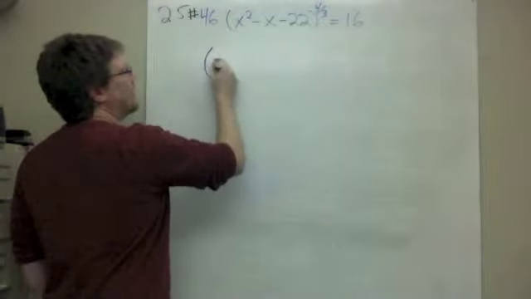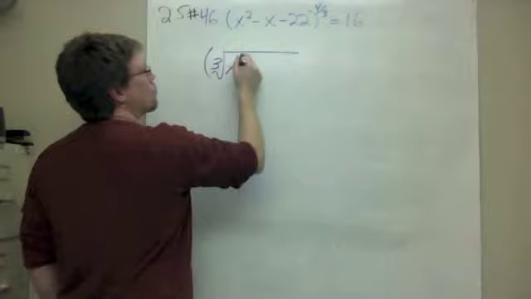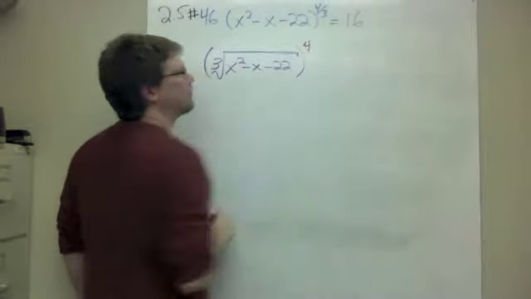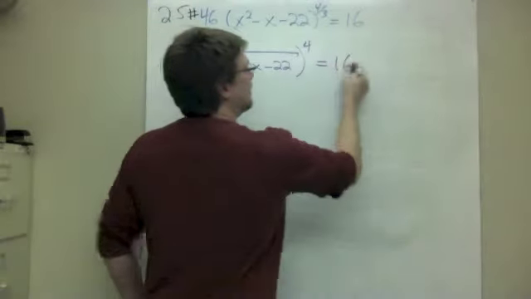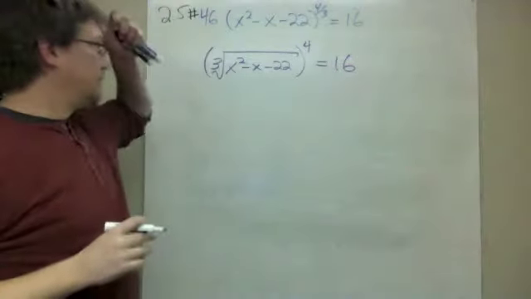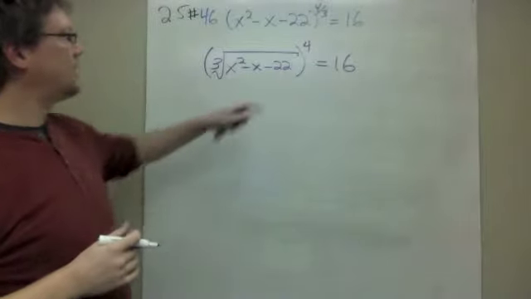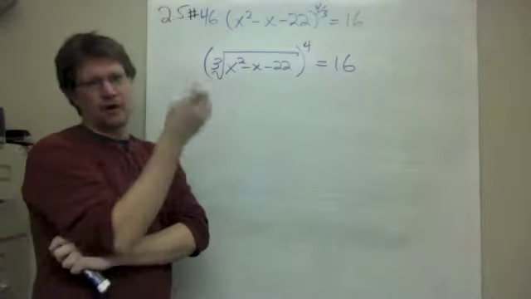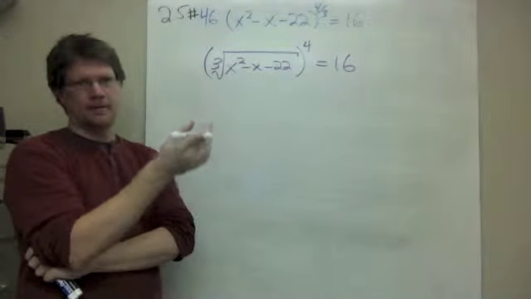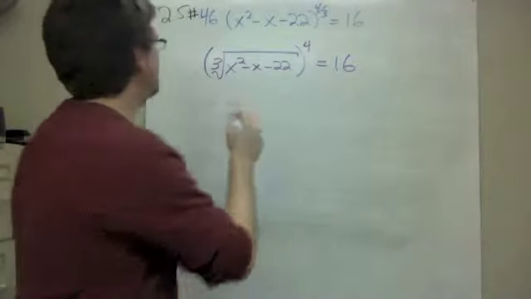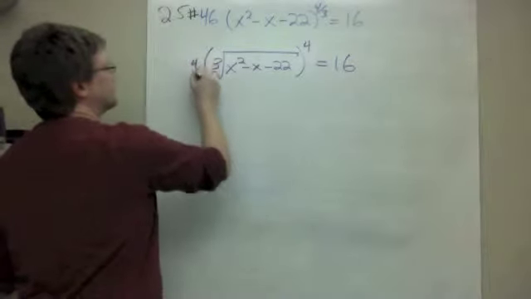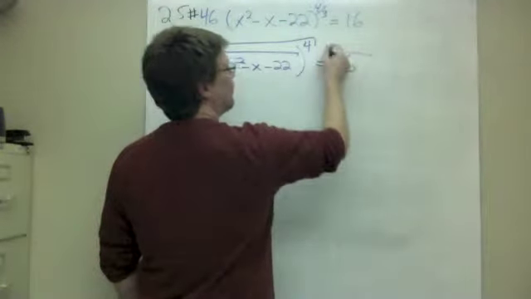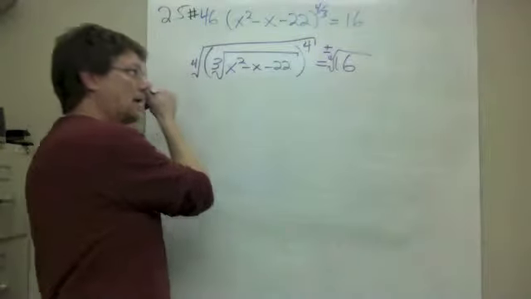Okay, so let's write it as the cube root of x squared minus x minus 22 to the fourth power. Now it's a little more straightforward. So now if I take the fourth root of both sides, it's an even root. That means I have to allow for both positive and negative. So take the fourth root, allow for both the positive and negative.